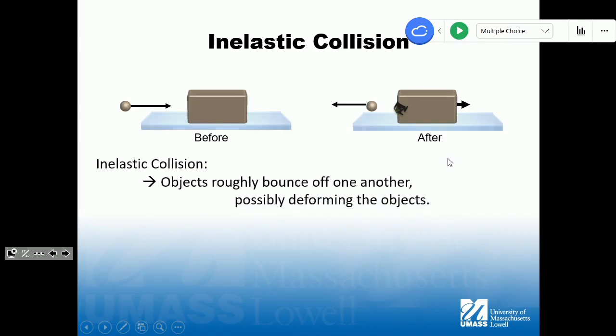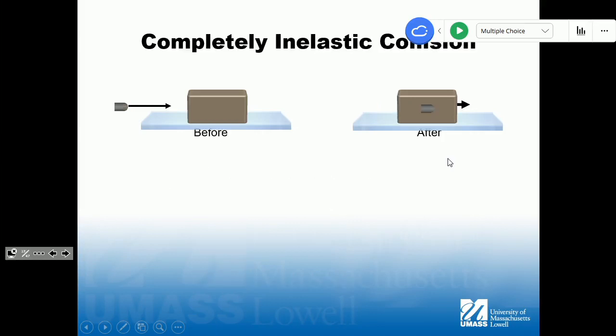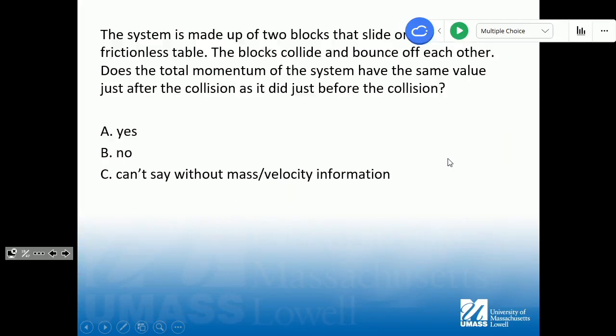So for inelastic collisions, the objects bounce off of each other and there is possible deformation. A classic case of inelastic collisions is when two objects stick together after colliding. So if I throw something or two things run into each other and they stick and move off, that collision is perfectly inelastic. Momentum is still conserved, kinetic energy is not conserved. Inelastic collisions lead to some of the energy in that system being released. So that's where they stick together, and again, momentum must be conserved.